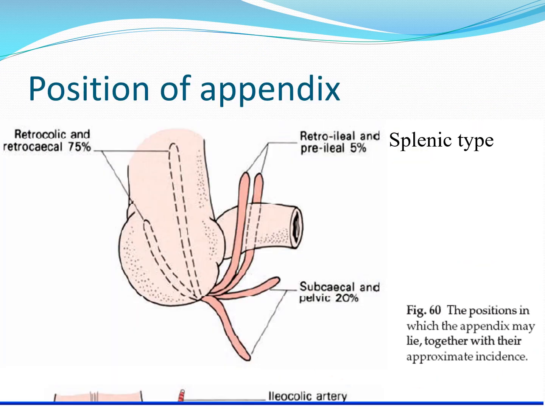Now, the position of the appendix, which is the most common: 75% is retrocolic and retrocecal, and only 5% is subsplenic type or retroileal and pre-ileal. Subcecal and pelvic positions account for 20% of appendix positions.